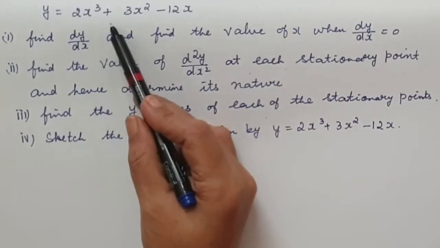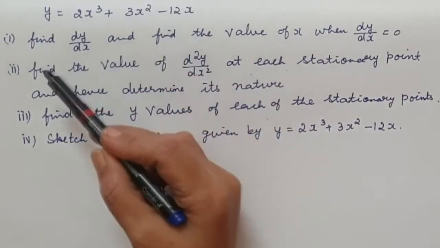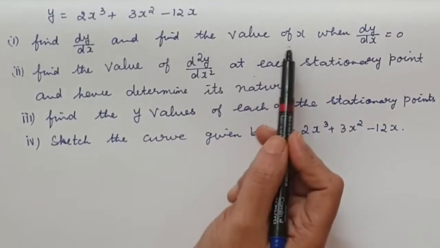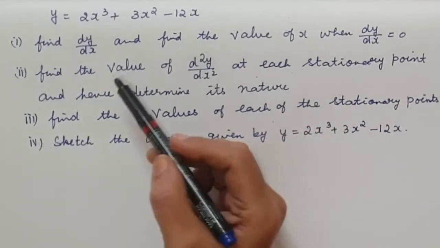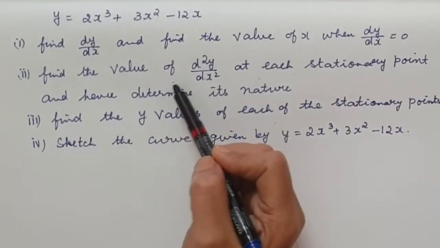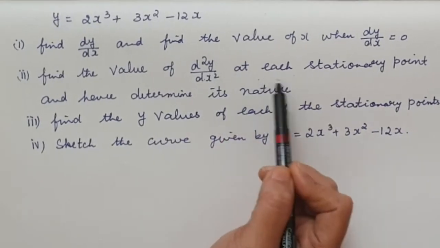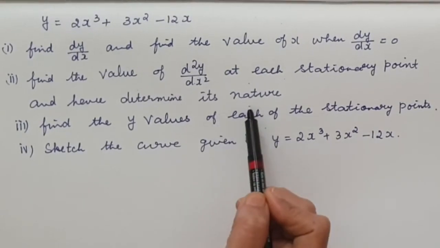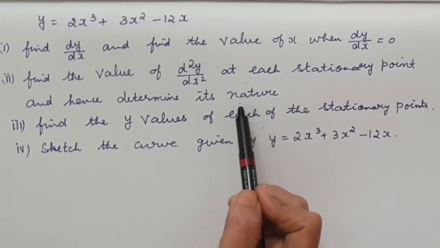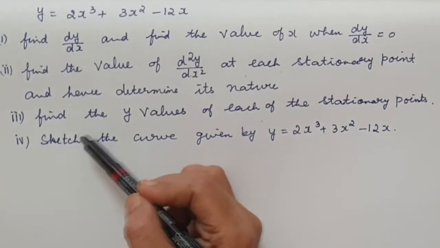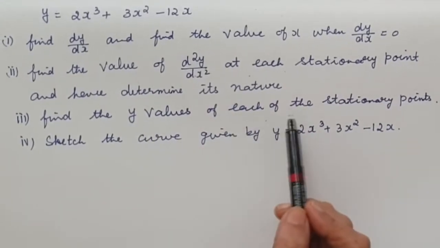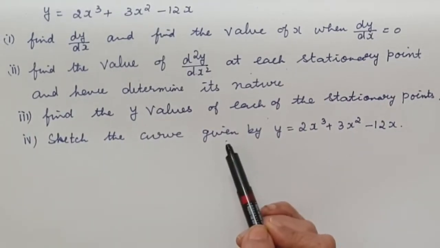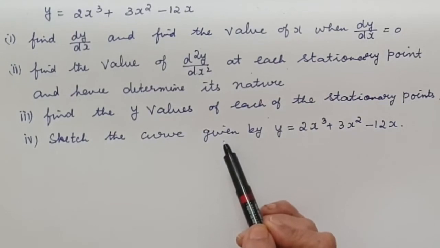y equal to 2x cube plus 3x square minus 12x. The first part, find dy over dx and find the value of x when dy by dx equal to 0. Second part, find the value of d squared y by dx squared at each stationary point and hence determine its nature. Determine its nature means you have to write whether it is maximum or minimum. Third part, find the y values for each of the stationary points. Fourth part, sketch the curve given by y equal to 2x cube plus 3x square minus 12x.